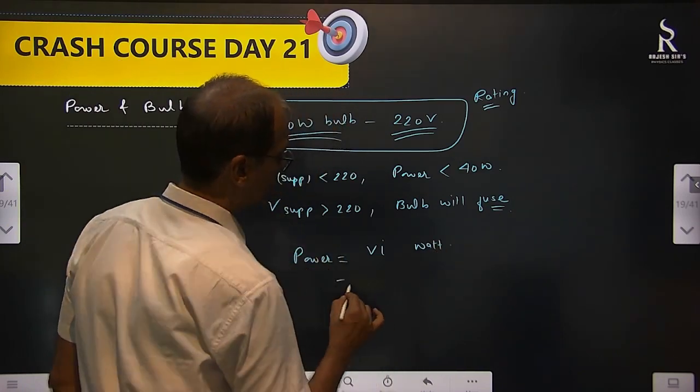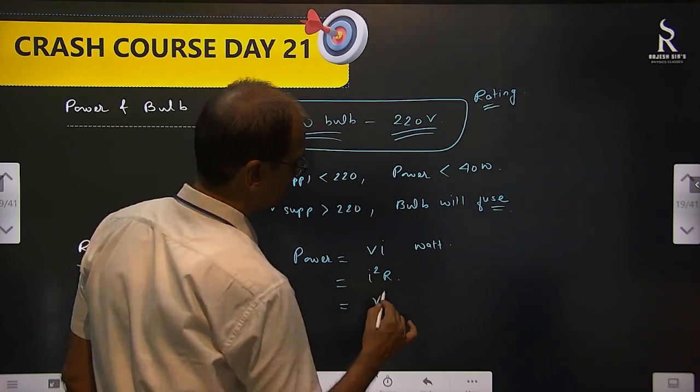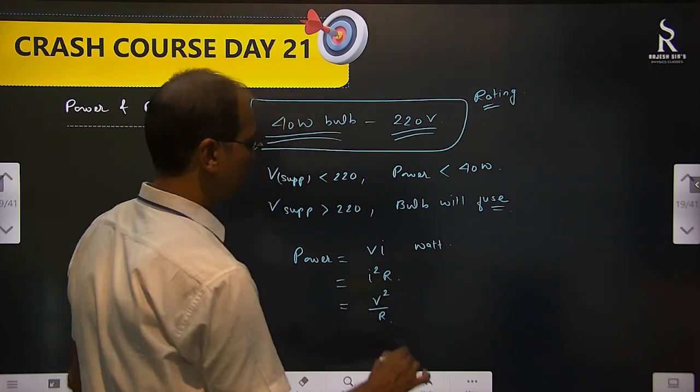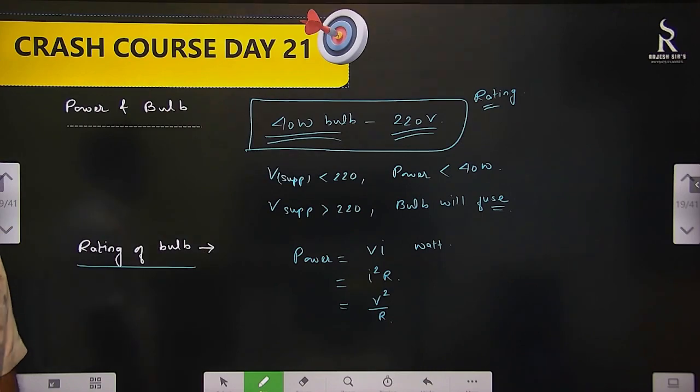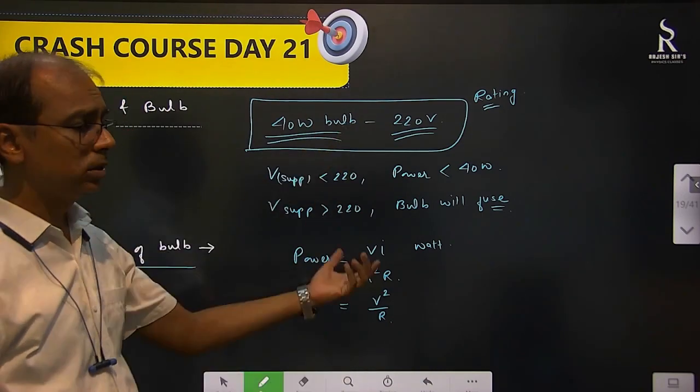Okay, this we can write in terms of I also, that is I square R, or we can write it in terms of V square by R. This is power. Okay, this is power and this is rating.